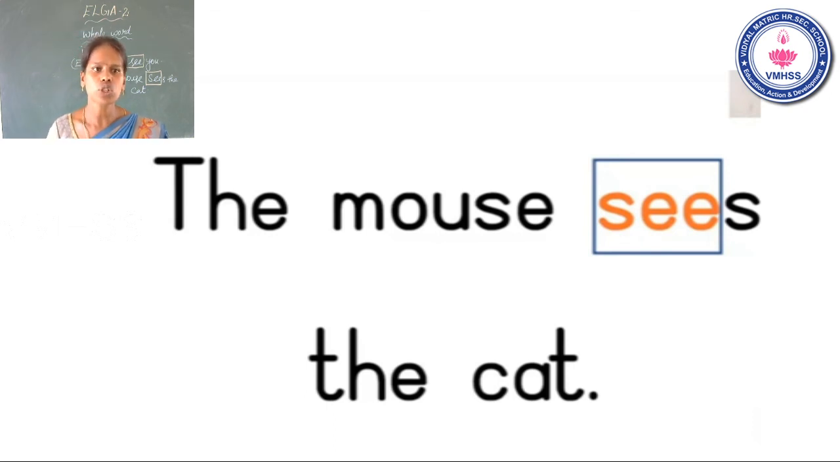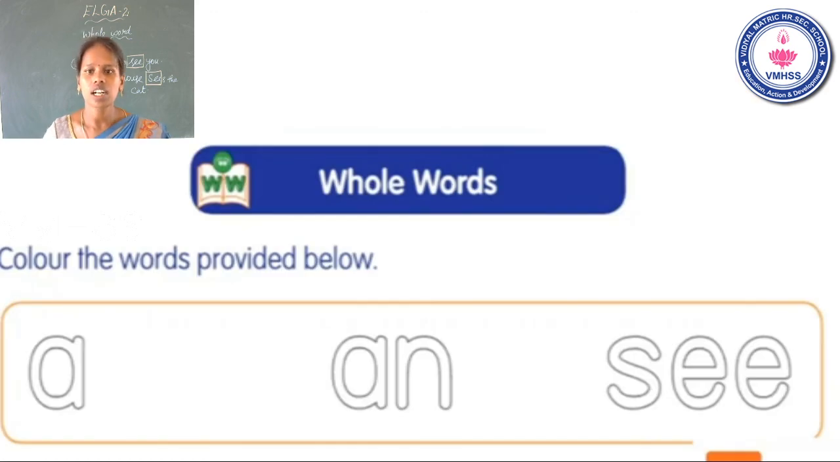Students, next you have an activity. Look at the slide. Color the words provided below. You can choose any color and color the three whole words. In the whole word session we learnt three whole words. The first one is A, the second one is and, and the third one is see. It's clear? Now go to the next one.